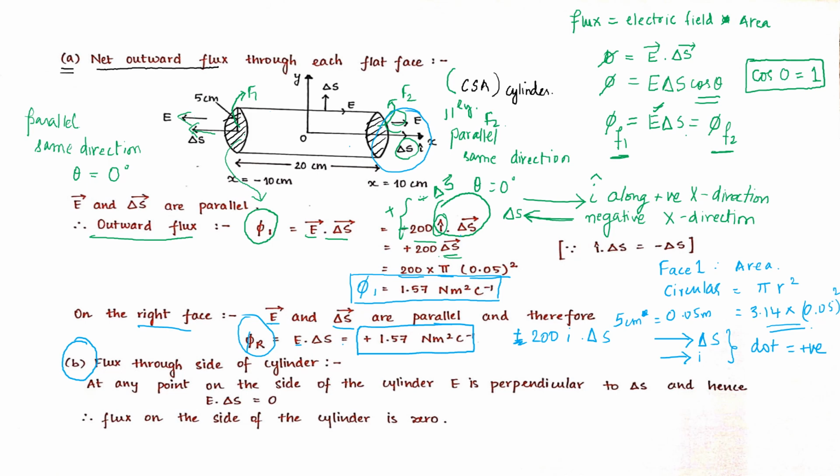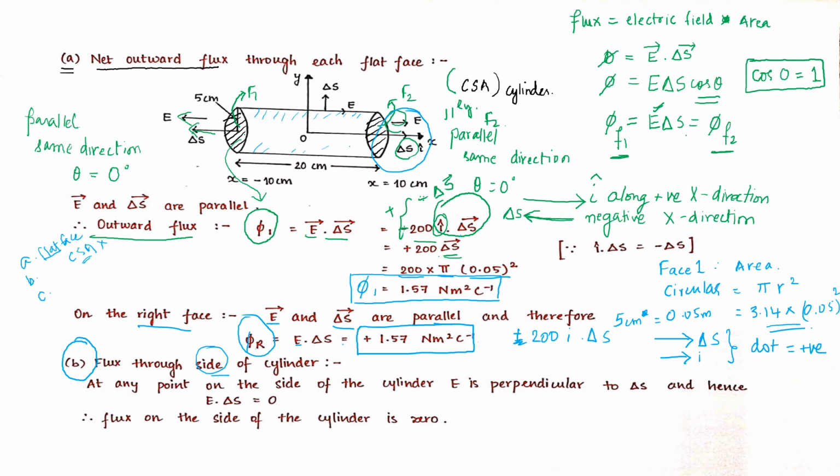So, flux through the side of the cylinder. The difference between questions A, B and C is that in A they have asked us about the flat faces, not the curved surface, hence we did not introduce this. Now in B they are asking about the side of the cylinder. Side implies this part. Now we have to calculate the flux coming out through this.